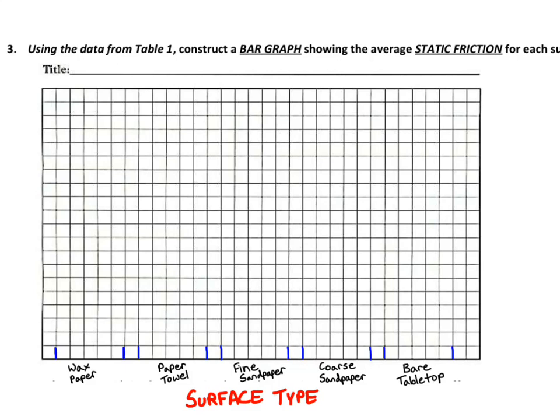Okay, so now knowing that our surface type is our independent variable and goes on the x-axis, we can now assign our dependent variable to the y-axis. Our dependent variable, if you remember, was the thing we're measuring, which is static friction, which is a force, so it is measured in newtons. It's important that you put the quantity that we're measuring, the static friction, and also the units, which are newtons.